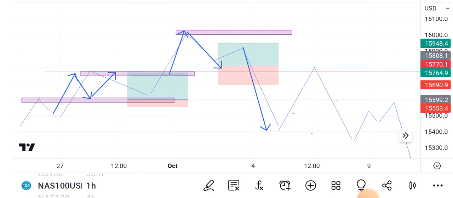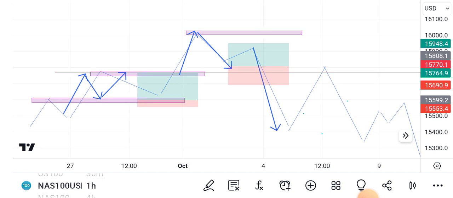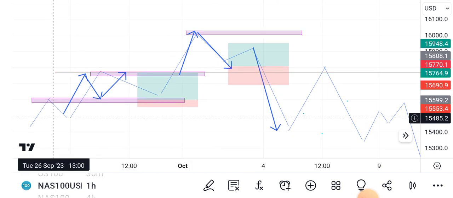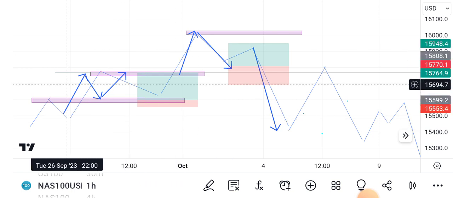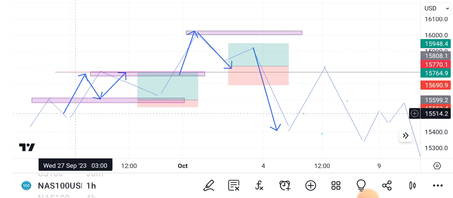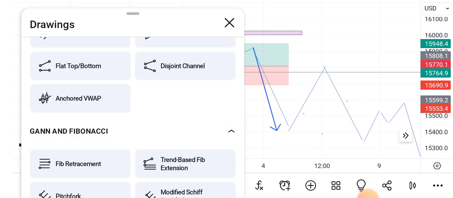Now, that brings my next question. It's called change of character or change of structure. When you're seeing the market going in your favorable, desirable direction, with breaks and retests going up, the market is creating highs and lows. And let me just do this so you can see where I'm actually pointing.